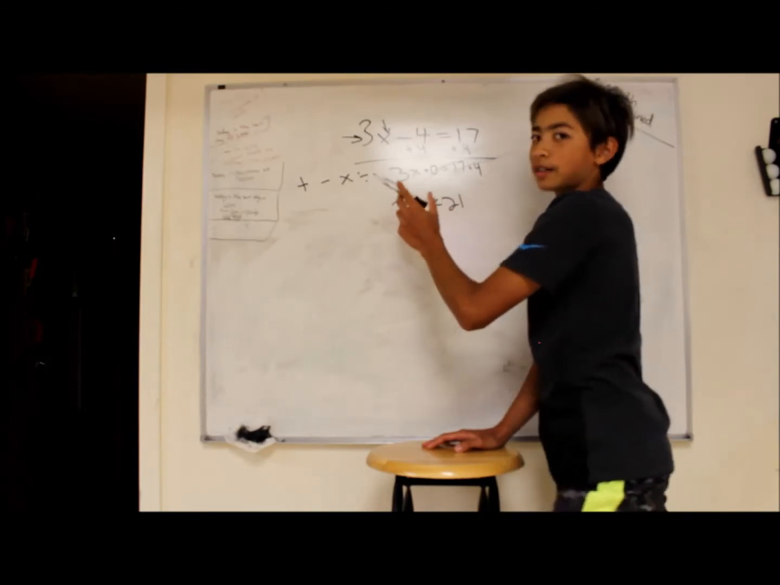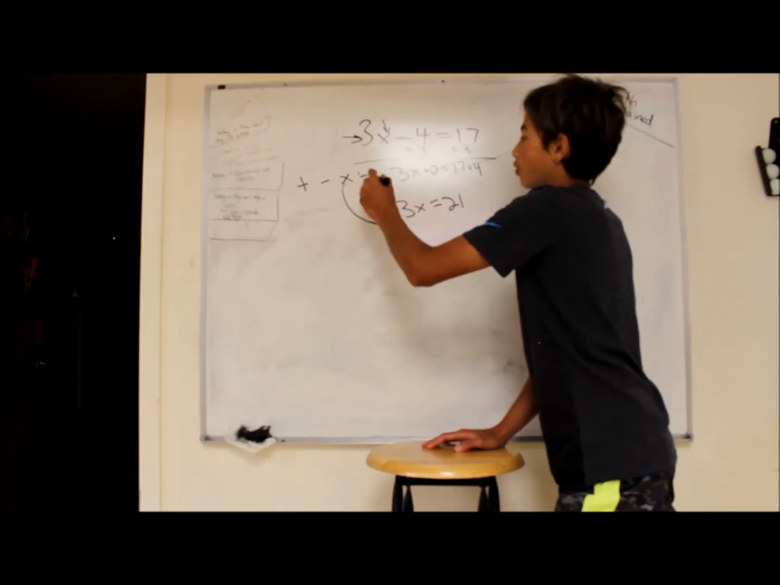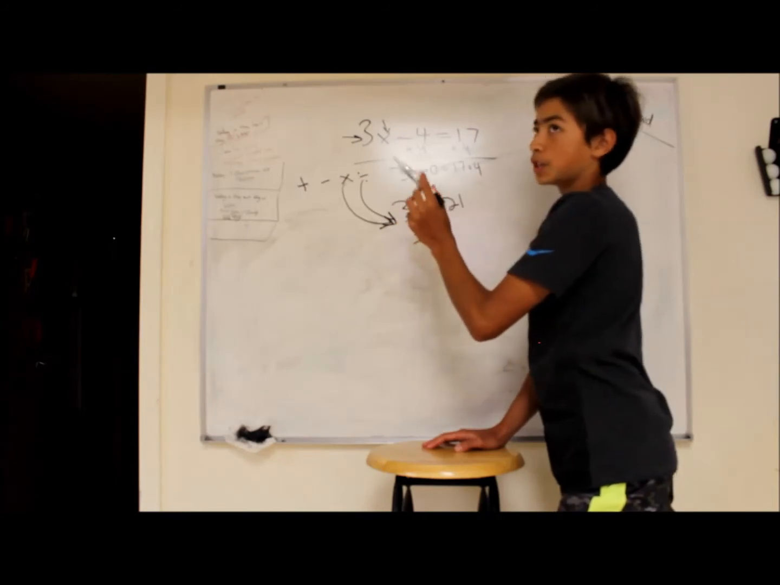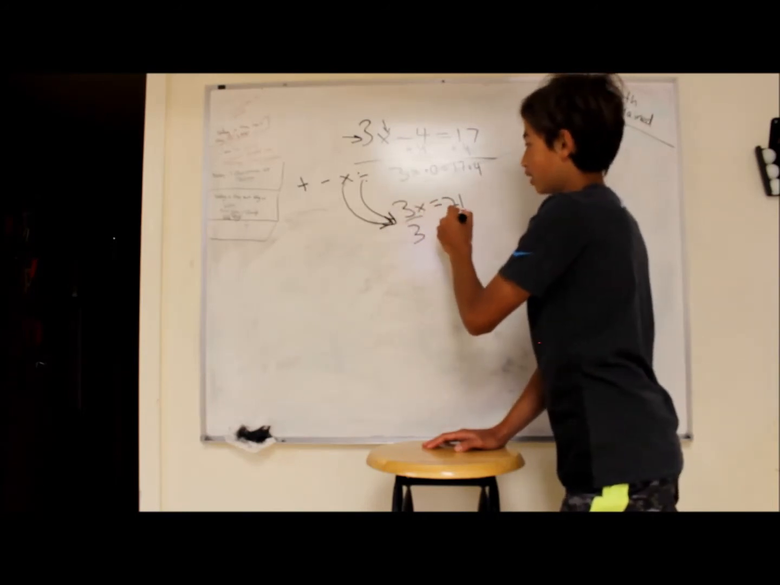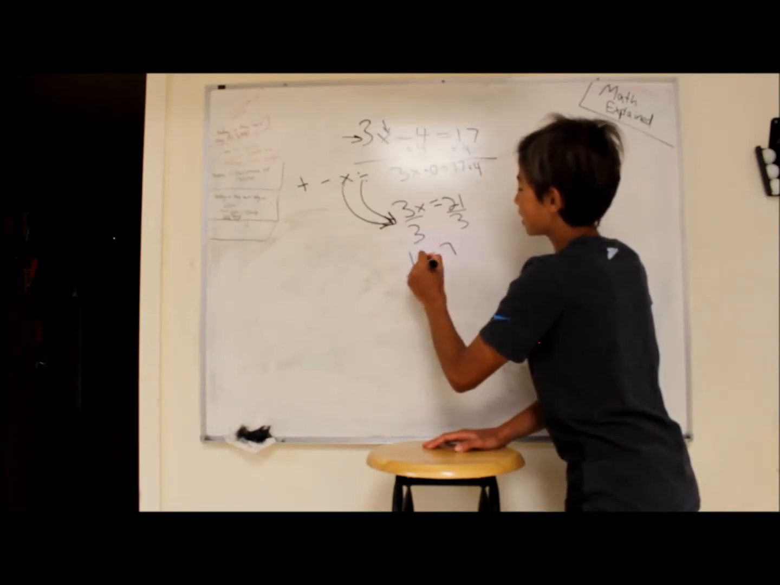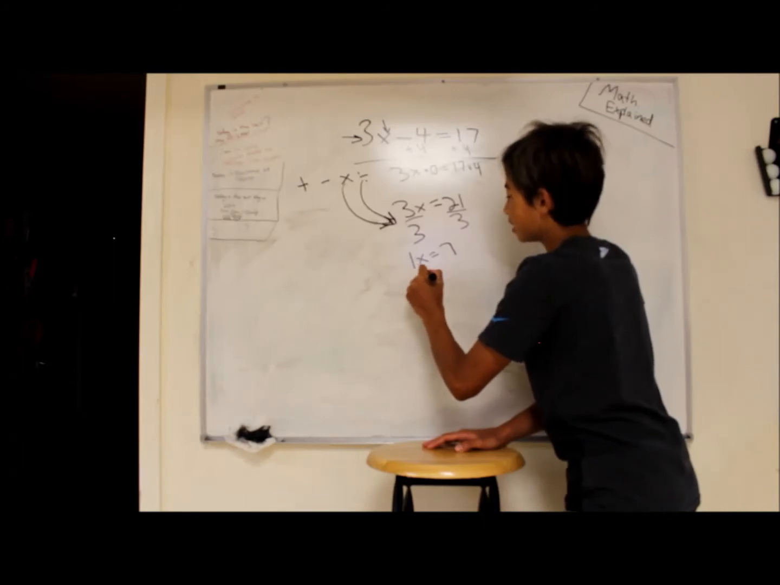And now I know that I can use my multiplication. This is my multiplication, so if I want to make this a 1x, I gotta use my division. And so I can divide this by 3, and I gotta divide that by 3 too, I learned. So I got 1x equals 7, and I can divide both sides by 1, and I can get x equals 7.